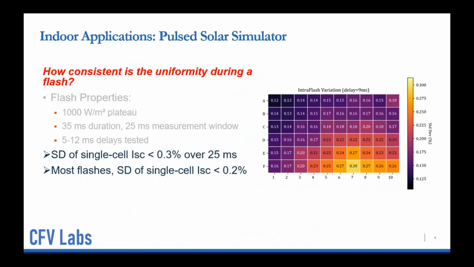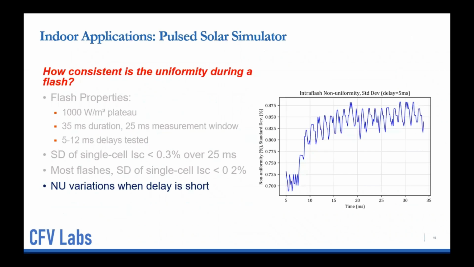We had suppositions that it was probably pretty good, but we just had no way to directly confirm it. And if we looked at a few of the flashes, most of these flashes themselves, the standard deviation was less than 0.2% of the absolute value. Now, one interesting thing that we did note was the non-uniformity, as calculated by the metric that I showed earlier in the presentation. We calculate that for all of the cells.